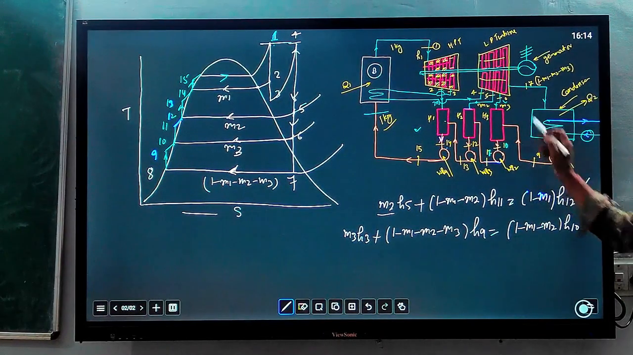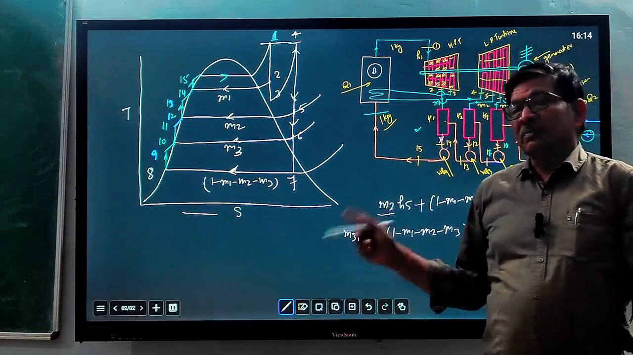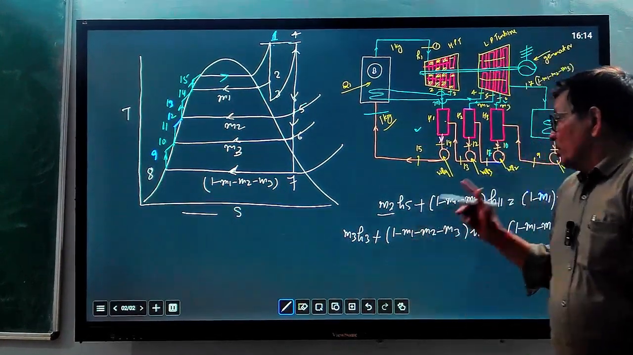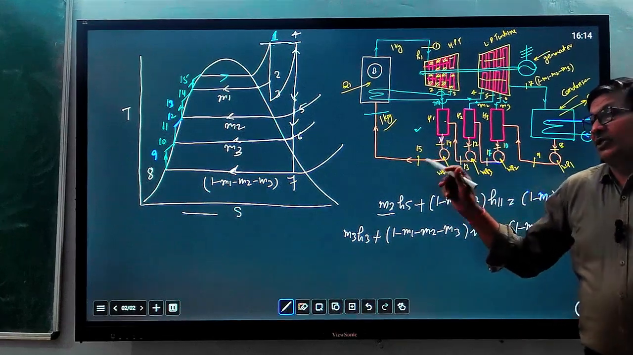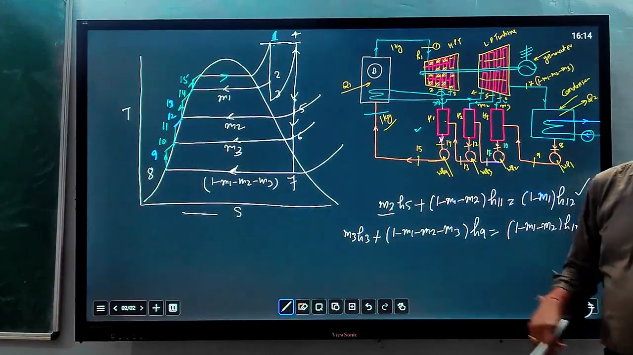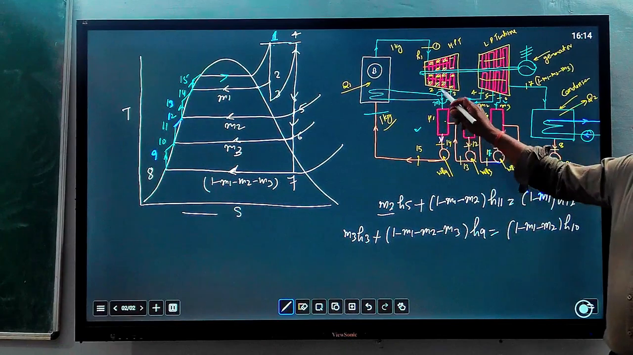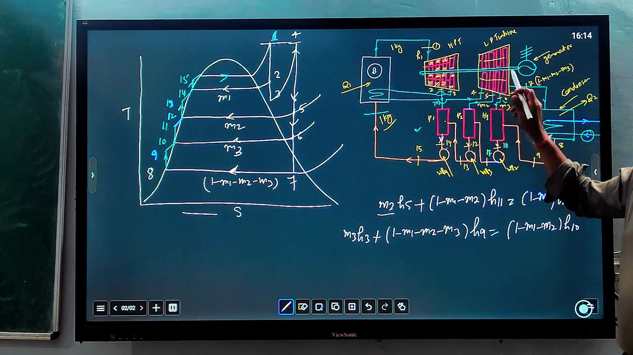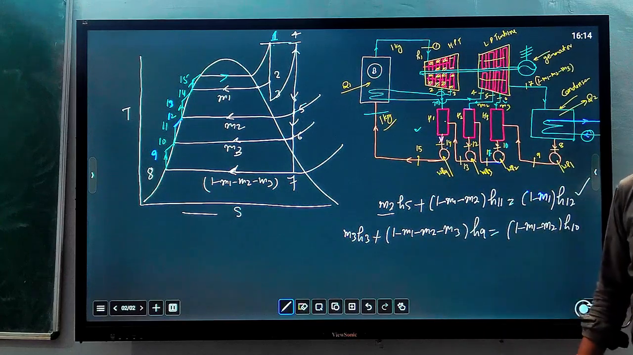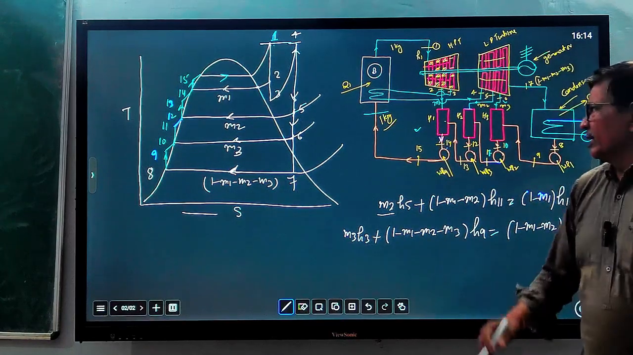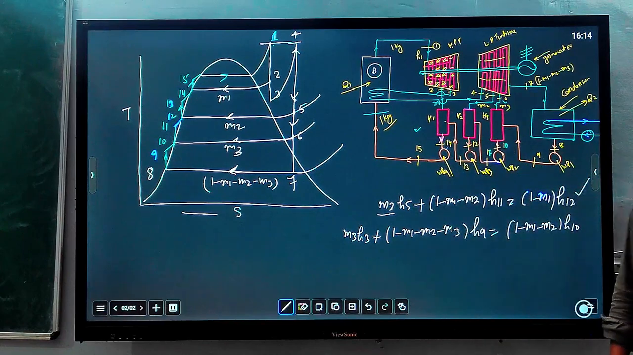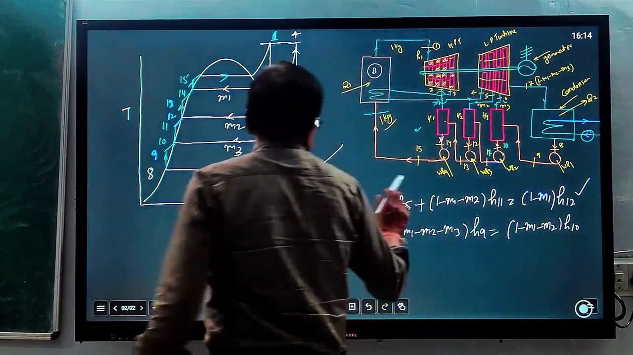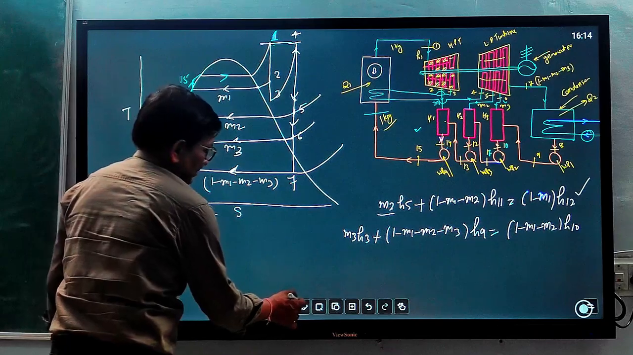These are the most important outcomes of the analysis of the reheat and regenerative cycle: how to find the masses taken from turbine 1 and turbine 2, or any other stage, for the regeneration process. We can take back any quantity, and we can have 4 or 5 regenerative processes. So I think this is very important that I have discussed.